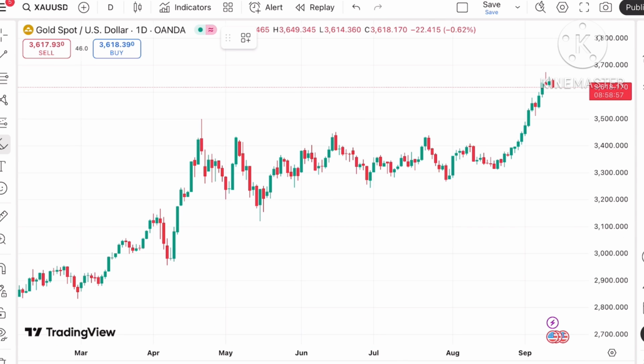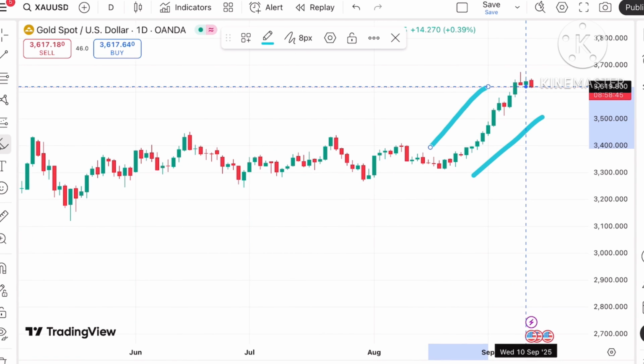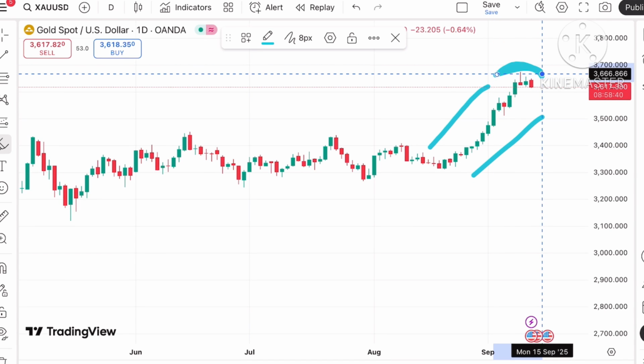Coming back to the daily time frame, the bigger picture remains constructive. As you can see, there is a continuous upside. Gold continues to trade in a bullish channel supported by macro flows into safe haven assets. However, the RSI is approaching overbought territory, as you can see looking at this particular chart, signalling potential exhaustion at the highs.